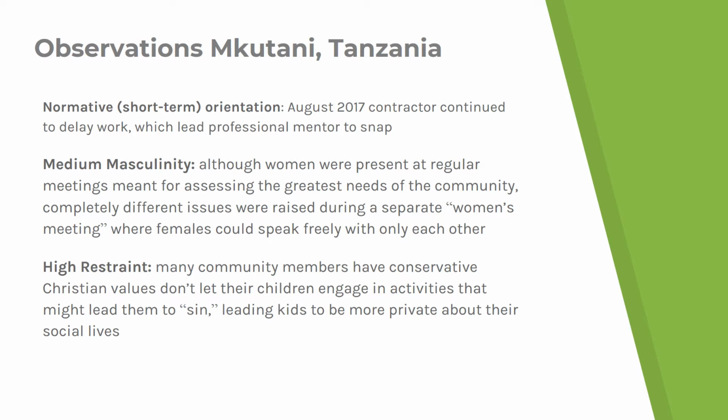Mkutani has a pretty medium masculinity, so this is actually in contrast to what the Hofstede scale said of a more feminine society, because our personal observations showed that Mkutani definitely emphasized having male voices heard, and it wasn't until there was a specific women's meeting that other voices were listened to in the community about what exactly was wanted with EWB's project there. Additionally, we did see a high restraint culture there, where many members of the community have pretty conservative Christian values, and they apply these to their children and to their family life, which is indicative of a high restraint society.